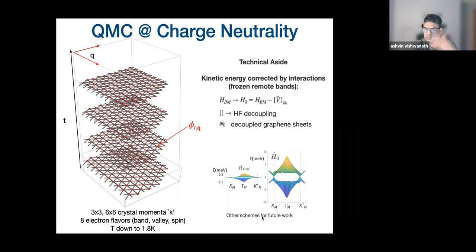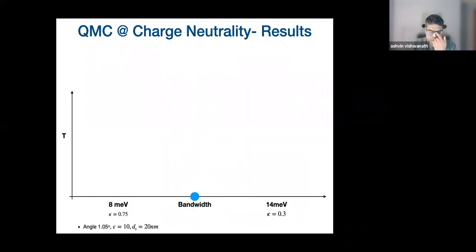And of course, we can implement other schemes. We can test different schemes by including remote bands and so on, but I'll show you what happens here. So that is the setup. We have a kinetic energy term, which is somewhat larger than you might guess from just the single particle band structure, and we have an interaction term, and we'd like to know, for example, what is the ground state of the system? That's the first question. So let me show you some of the results.